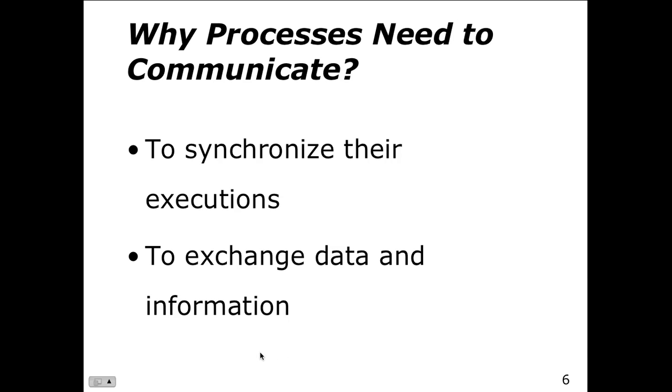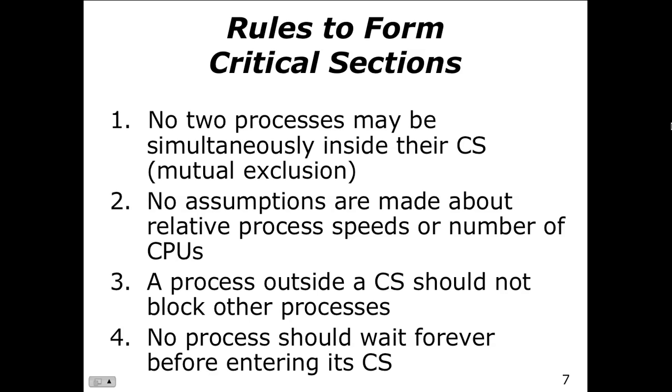And from an operating system's perspective, we build in interprocess communication at the kernel level so that the processes that are running can all share the memory properly and communicate and not corrupt each other's information or any of the critical data. We also need to exchange data back and forth, information. So, rules to form a critical section. No two processes may be simultaneously inside of their critical section. So that's where we get that mutual exclusion from.